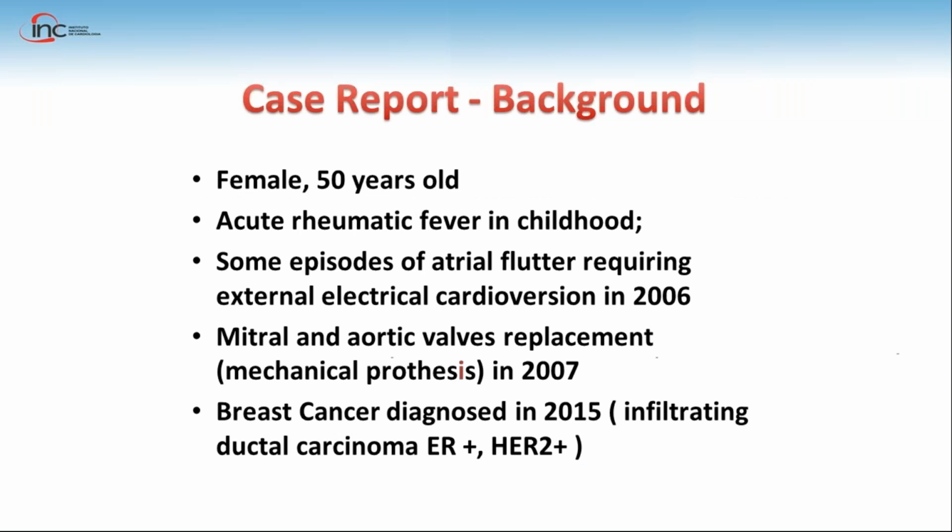It's a female, 50 years old, with a history of rheumatic fever in childhood. There were some episodes of atrial flutter requiring external electrocardioversion in 2006. It was necessary to replace the mitral and aortic valves with mechanical prostheses in 2007. By the year 2015, she had the diagnosis of breast cancer. It was an infiltrating ductal carcinoma, estrogen receptor positive and HER2 positive.